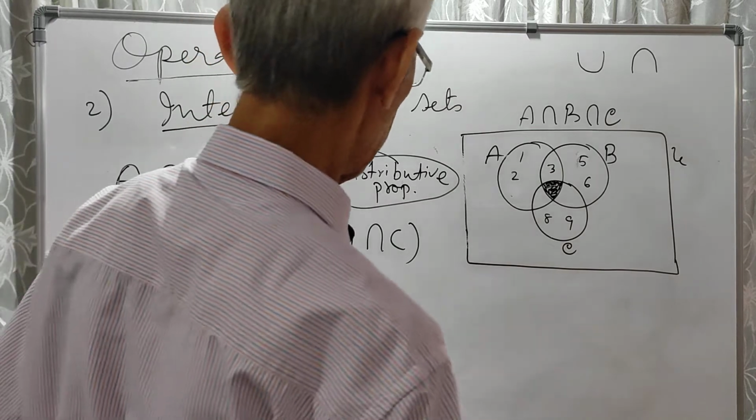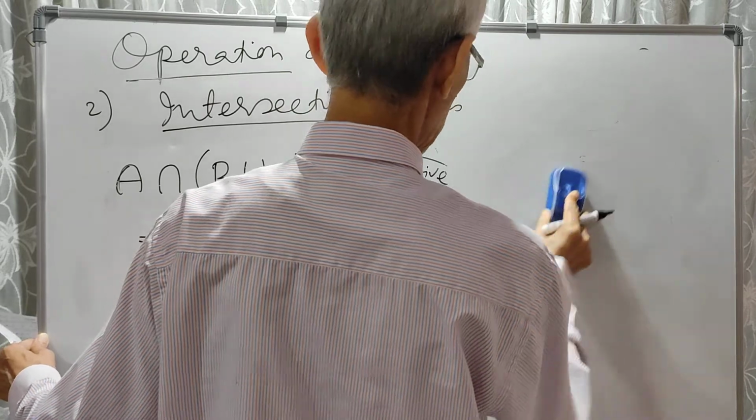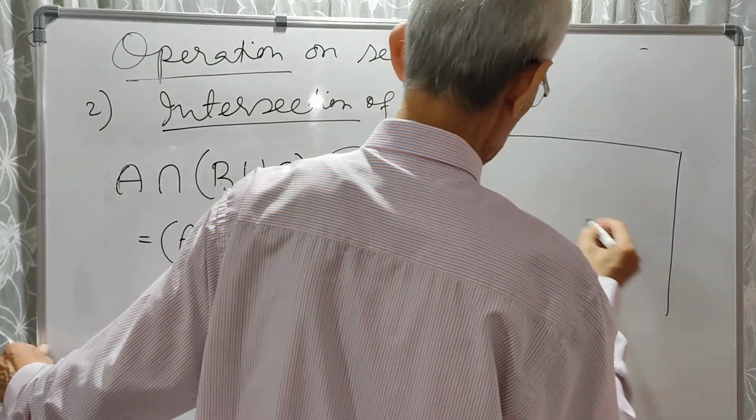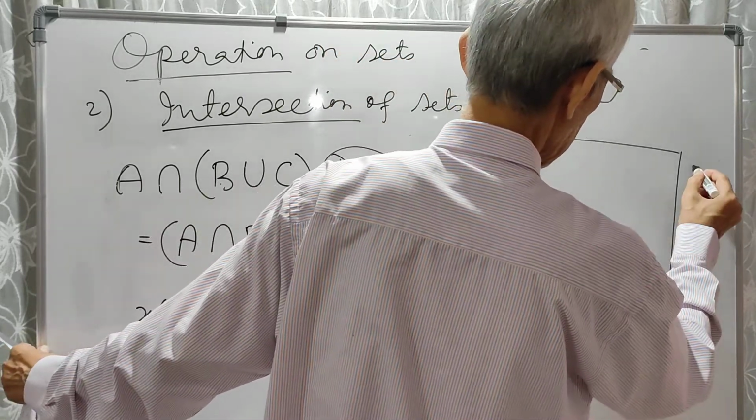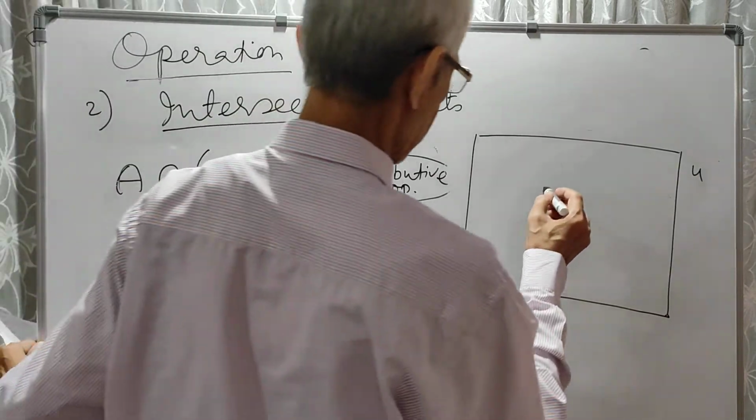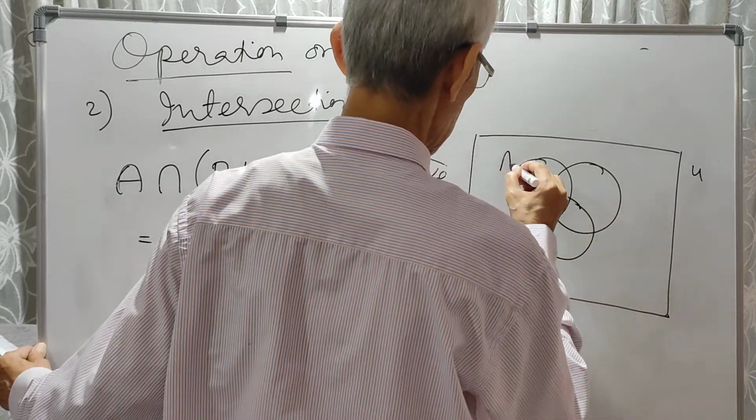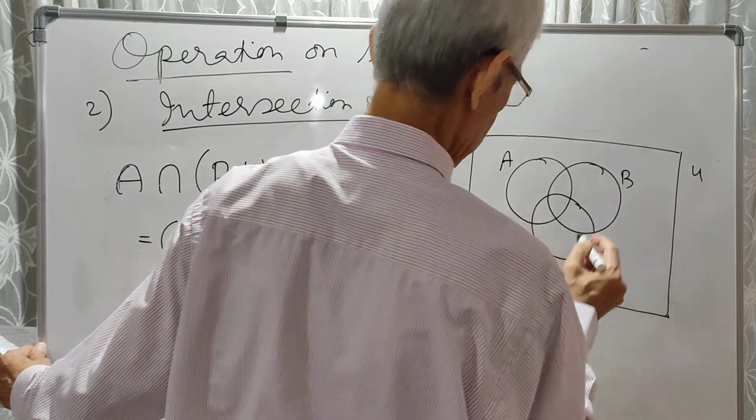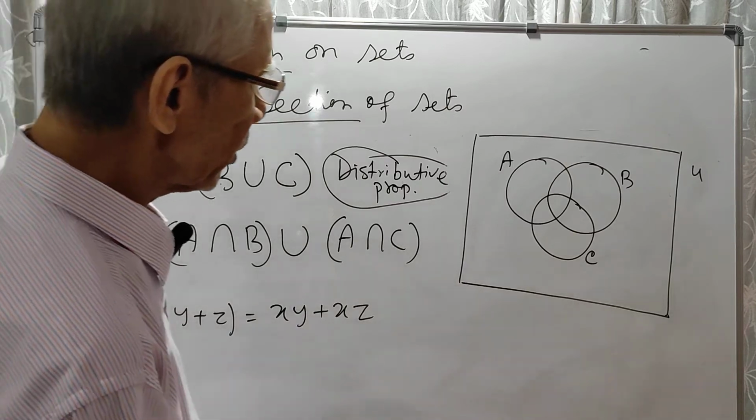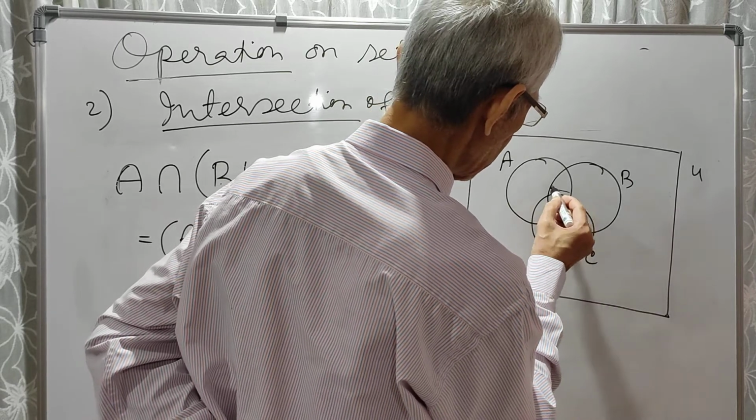Now what will be the Venn diagram for this? So let us see the Venn diagram for this distributive law, distributive property. Okay. So consider this universal set U. Now it has three sets A, B, and C. They are intersecting. So this is A, this is B, and this is C. Now, first of all, A intersection B. Which region is A intersection B? This region.